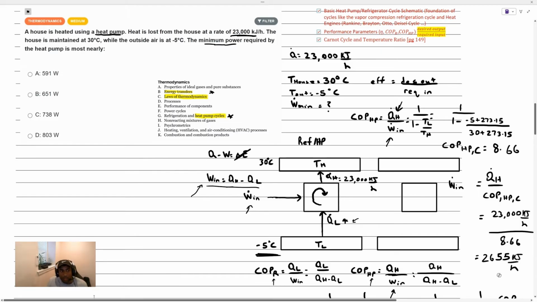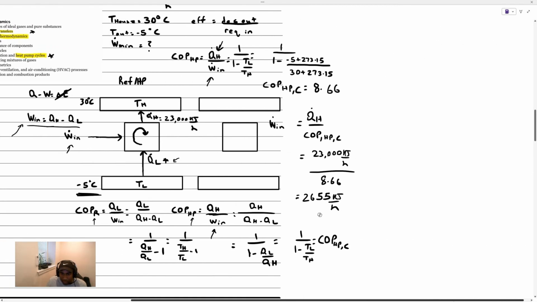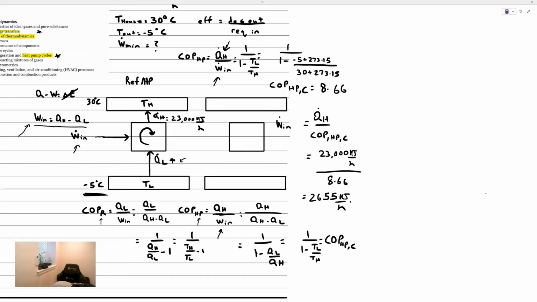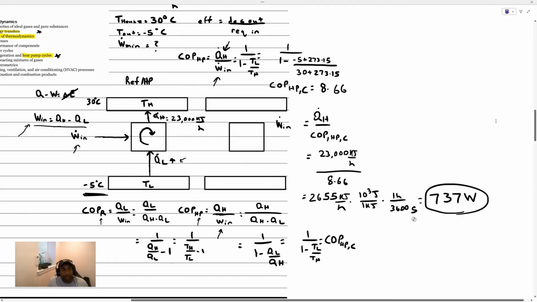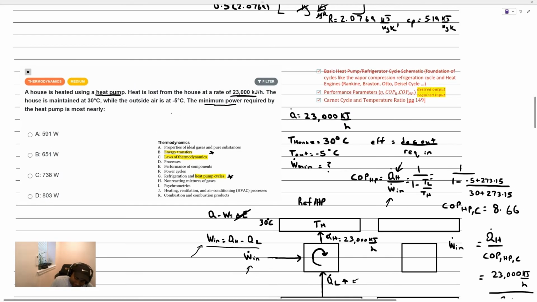And to convert that into watts here, all we do is, let's go ahead and work out those units here. In 1 kilojoule, there is 1,000 joules. And in 1 hour, there's 3,600 seconds. So that'll give us a joule per second, or a watt. If I multiply this by 10 to the third and divide by 3,600, what I get is 737 watts. That looks like the solution is choice C.